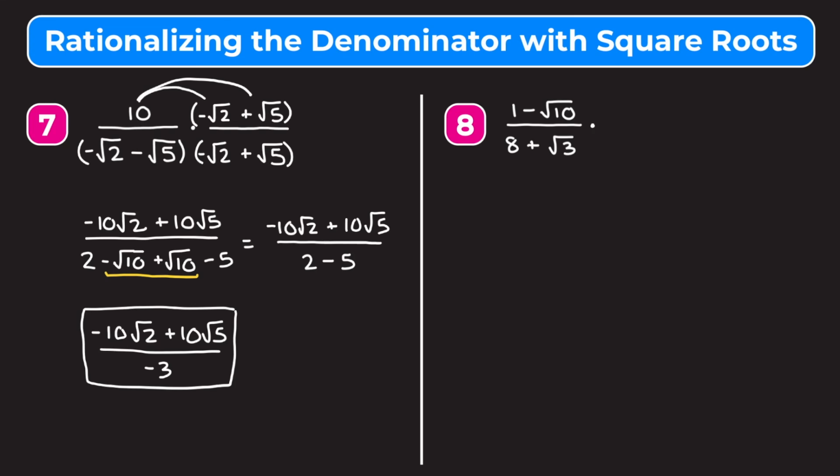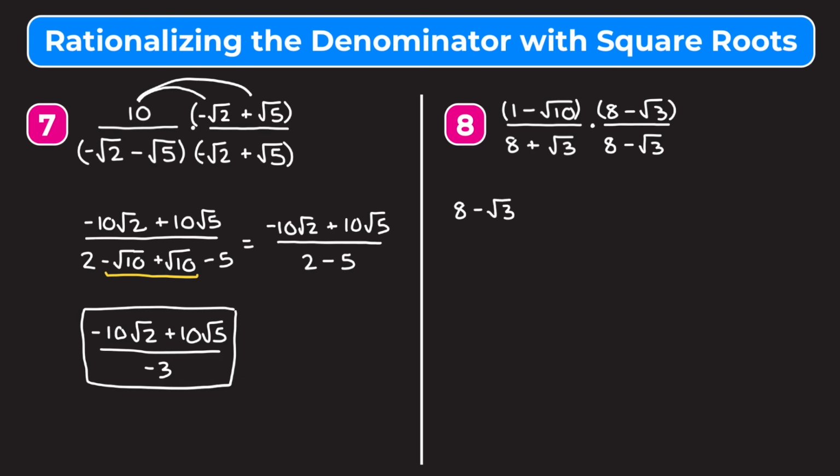So I need to multiply the top and bottom by the conjugate of the bottom. So I'm going to multiply by 8 minus root 3 on the top and the bottom. This time I'm going to have to FOIL the top and FOIL the bottom. So foiling the top, I need to multiply the first terms in each set of parentheses. So 1 times 8 is 8. Multiply the outer terms. 1 times negative root 3 is just negative root 3, or minus root 3.